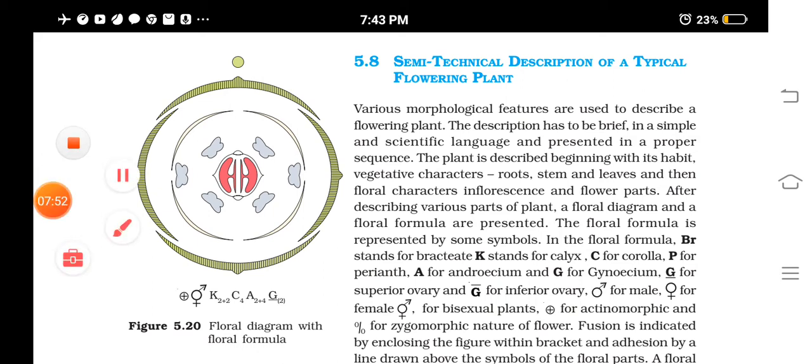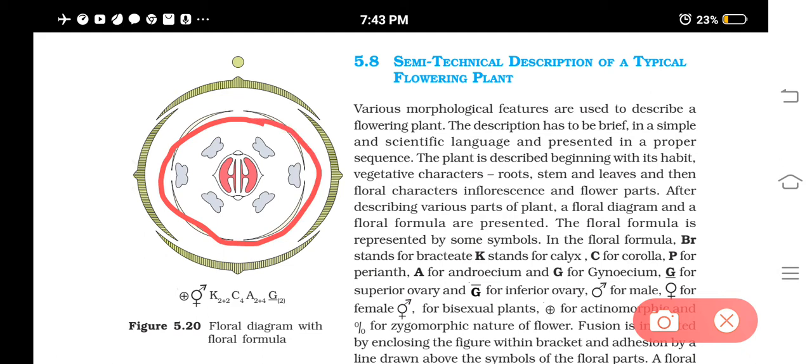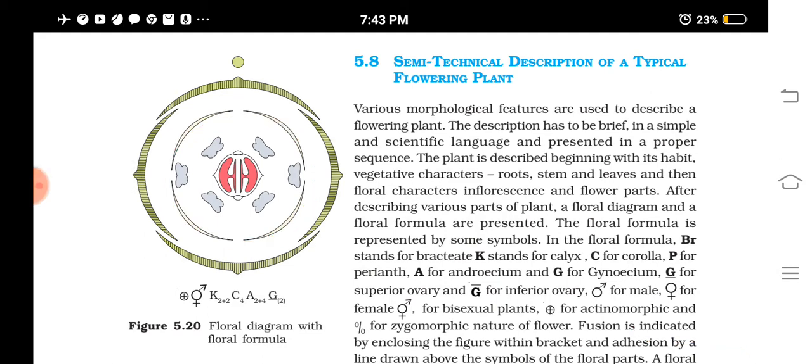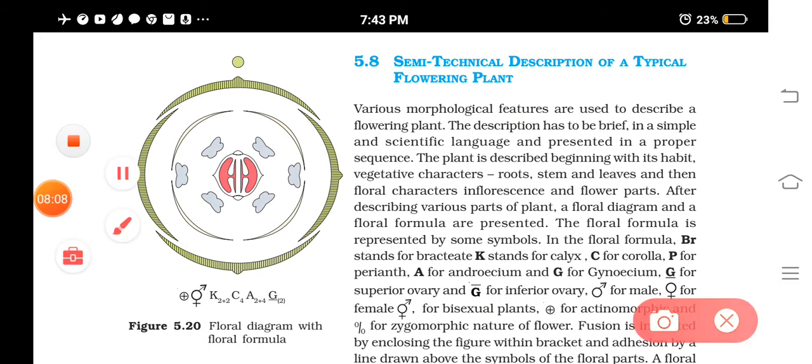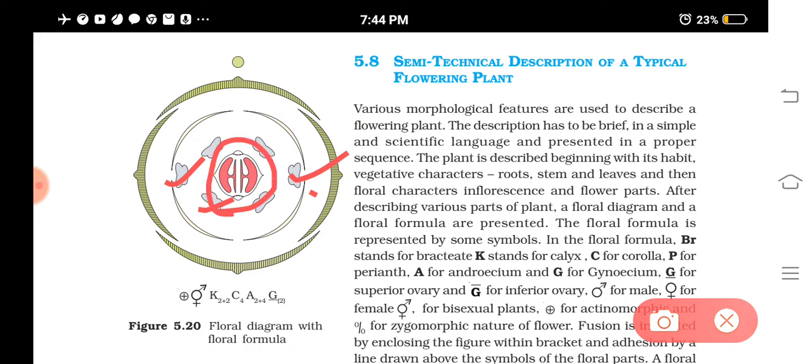Then the next whorl will be shown as the petals. This whorl is showing what? The petals. You can see that petals are how many? 1, 2, 3, 4. Then androecium is represented by this diagram. So how many androecium, meaning stamens, are there here? 6 are there. You can see 2 are here, and the 4 are in another whorl. So here one whorl is there and another whorl is here. That is what was shown in the floral formula: 2 plus 4. Is it clear?